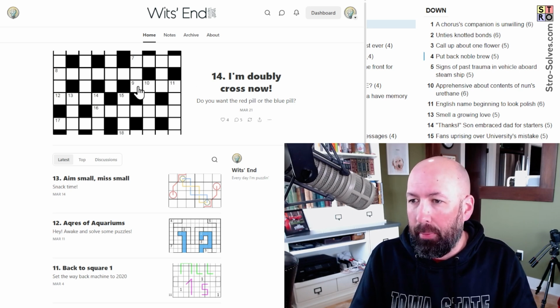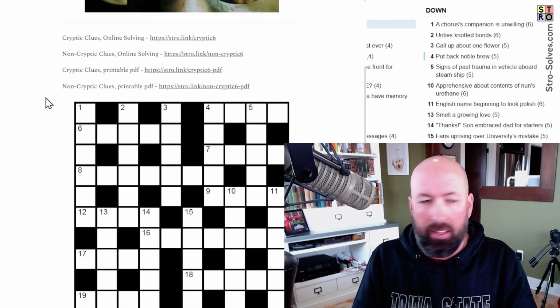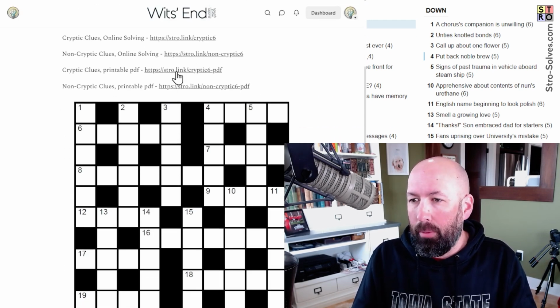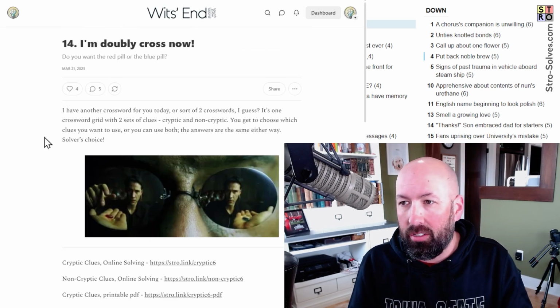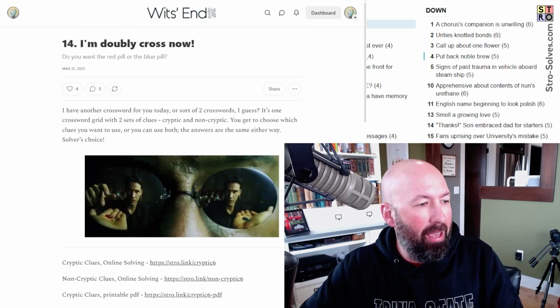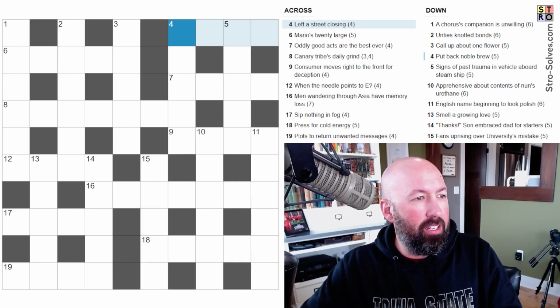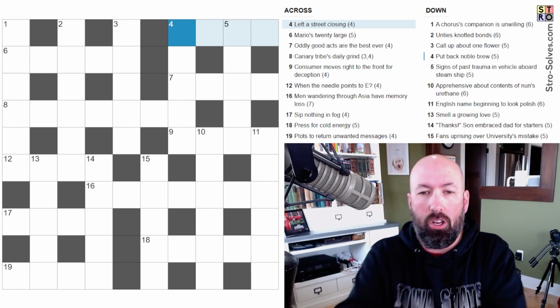And recently I posted right here, "I'm Doubly Cross" now, and it's got the crossword puzzle, and I had all the clues in cryptic clues and non-cryptic clues for online solving, and a PDF version that you can print off if you prefer to use pen and paper or pencil and paper, depending on how good you are at crosswords. But yeah, so this is the online version of the cryptic clues.